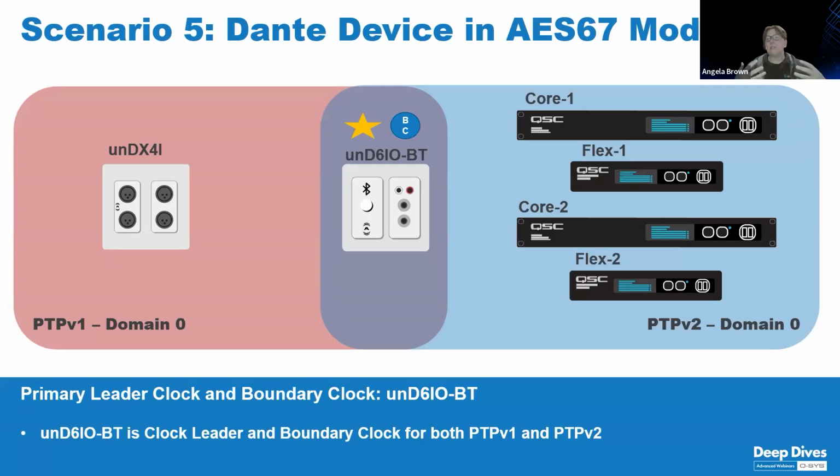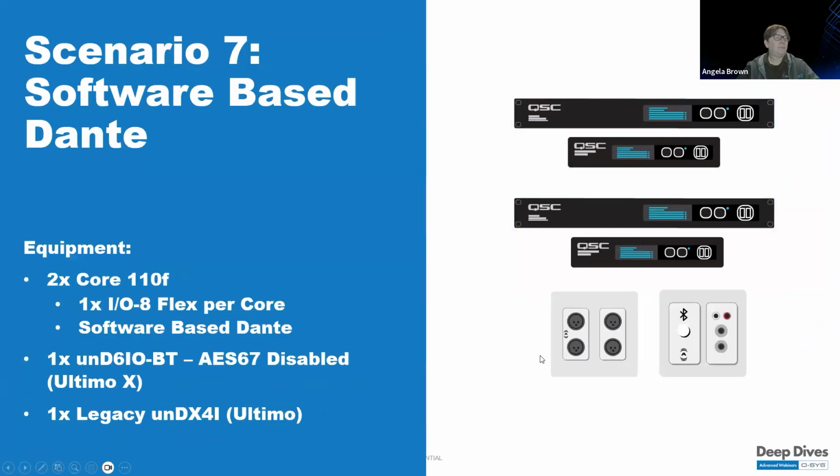However, when I set up systems and when I do larger systems, I try to take a few minutes and think about this and decide where I want the grandmaster clock leader to be. And that's really kind of what we're going to do next. So scenario 7, yes, I skipped one, but the one I skipped, you don't need to worry about.